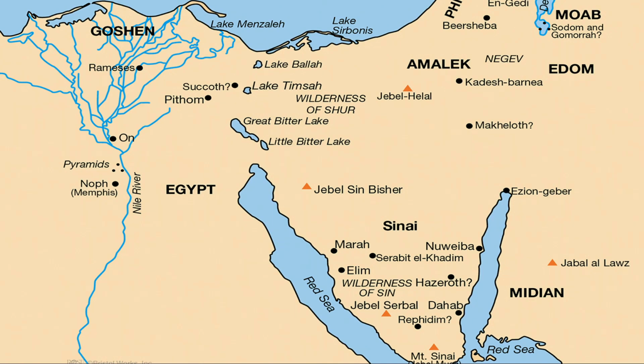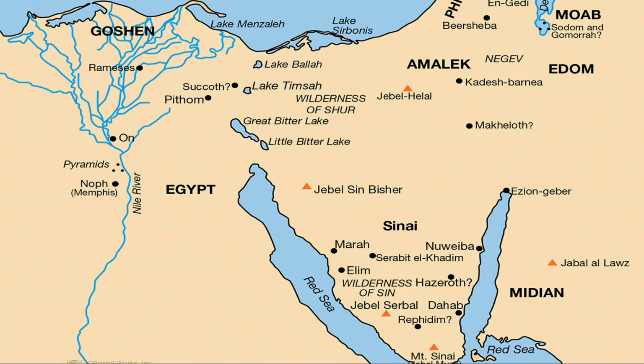And the spies go up here into the land of Philistia. You see the word Philistines there, into the Promised Land. And they come back and say, it's a land that flows with milk and honey, but we're not able to take it. So the Lord says to Moses, I'm going to destroy every one of them. And so for the next 40 years, you'll wander around in this wilderness area here. You'll wander in this wilderness area here.